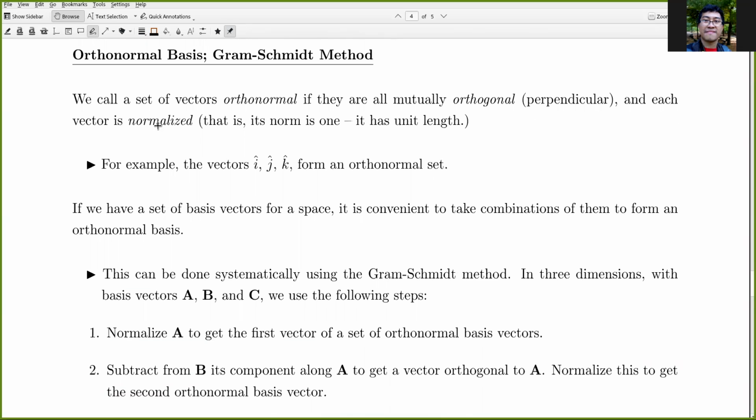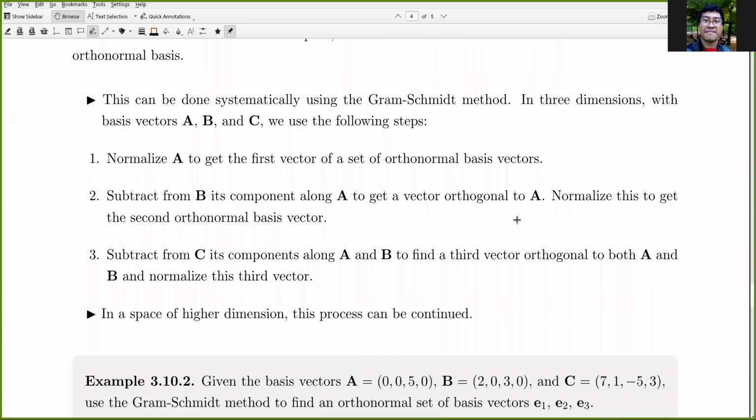Other definitions: we call a set of vectors orthonormal if they are mutually orthogonal and each vector is normalized, meaning the norm is 1. For example, the vectors i, j, k form an orthonormal set. If you have a set of basis vectors for a space, it is convenient to take combinations of them to form an orthonormal basis. We do this using the Gram-Schmidt method. In 3 dimensions with A, B, C, we follow these steps.